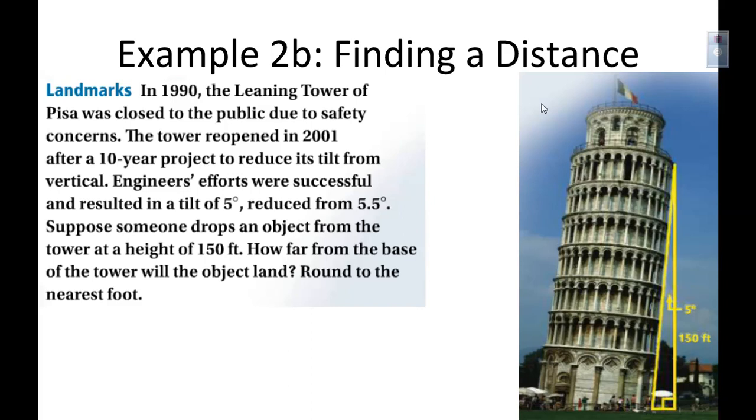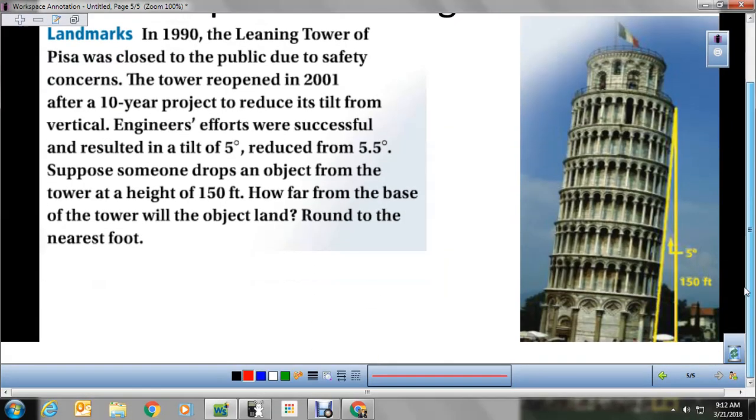So let's set up our triangle here. I know we have a triangle, but it's probably easiest if we draw another one so we can see what we're doing. So I'm going to draw my right triangle here. And let's go back and label it. So my reference angle is 5 degrees. We have 150 feet high, and we're looking for x. How far is this from the base of the tower?